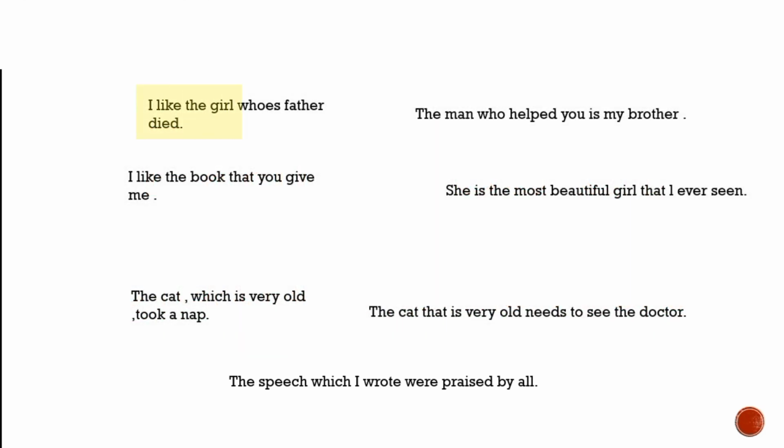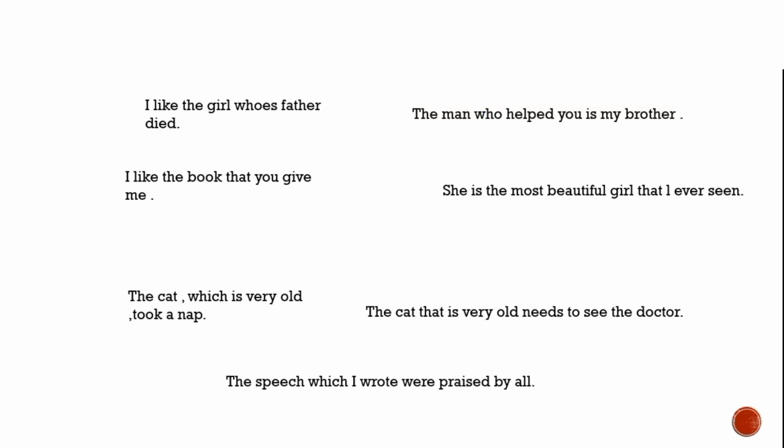First one is: I like the girl whose father died. In this sentence, whose is showing possession for the girl. Our second example is: the man who helped you is my brother. We know that we use the relative pronoun who when we want to describe a human being or any person. Our third example is: I like the book that you gave me. In this sentence, that is used for the book. Our fourth example is: she is the most beautiful girl that I have ever seen.